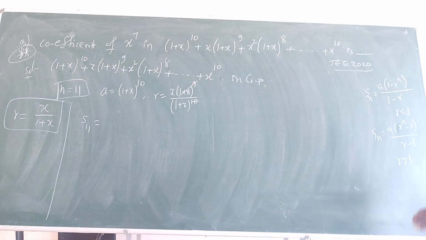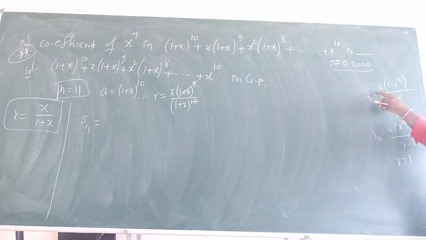Okay. What is the Sn formula? Sn is A into (1 minus r power n) by (1 minus r) when r is less than 1. Sn is equal to A into (r power n minus 1) by (r minus 1) when r is greater than 1. Correct? Now tell me which one I have to take.